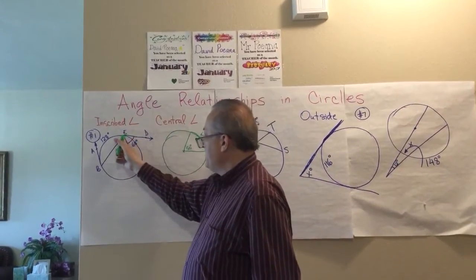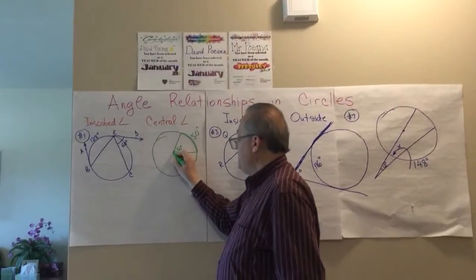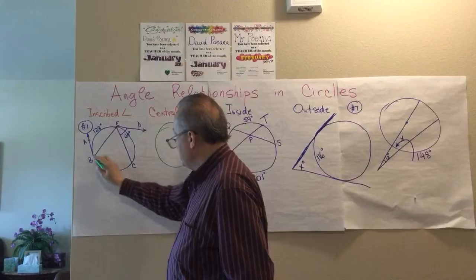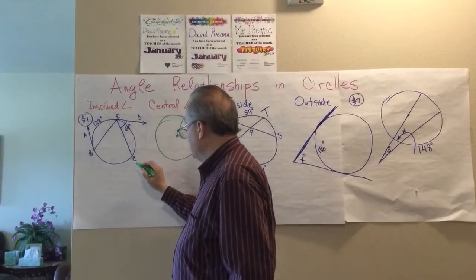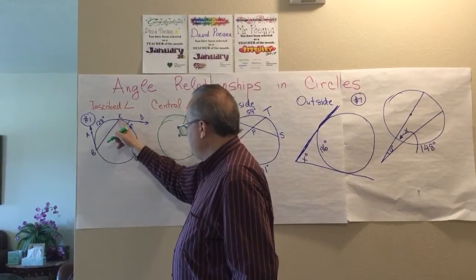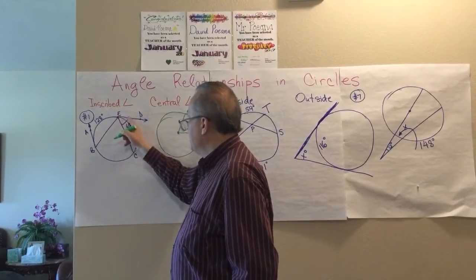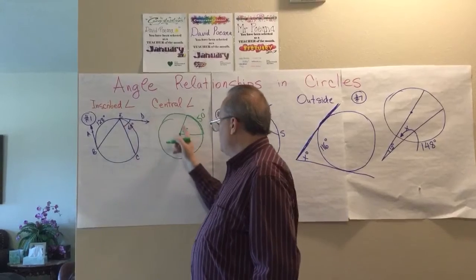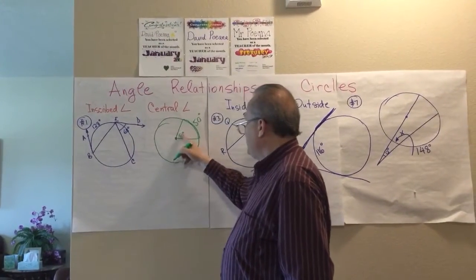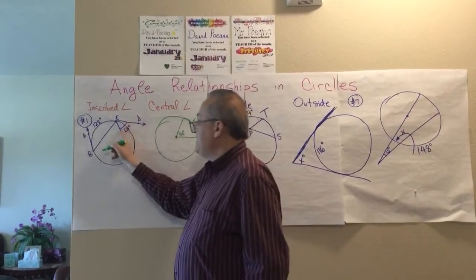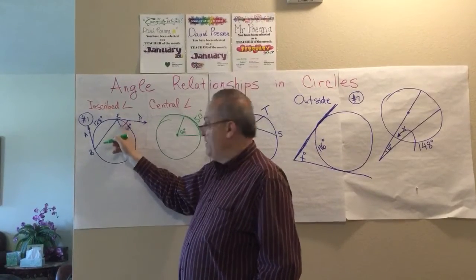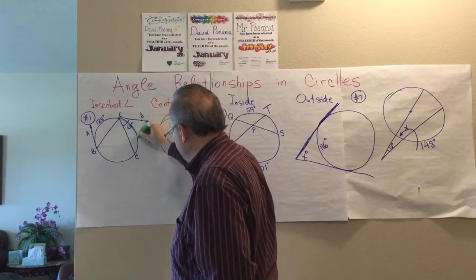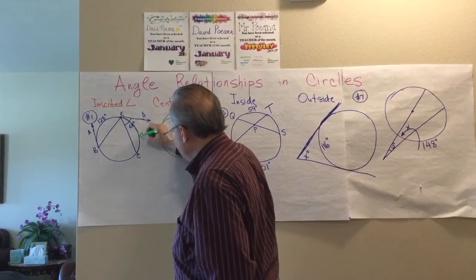If I move to inscribed angle, instead of having the vertex in the center, the vertex is right on the circumference. Right here we have two angles with the same vertex. This angle right here, which is 68. What do you know about the central angle? If that's 50, that's 50. But if the measure of inscribed angle is 68, this would be twice as much. So that would be 136.